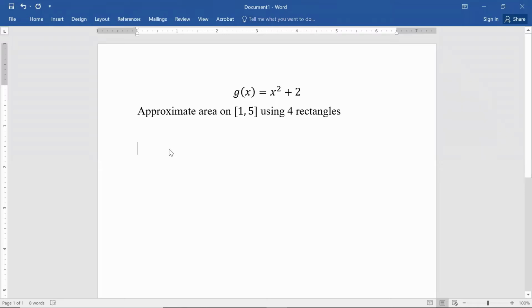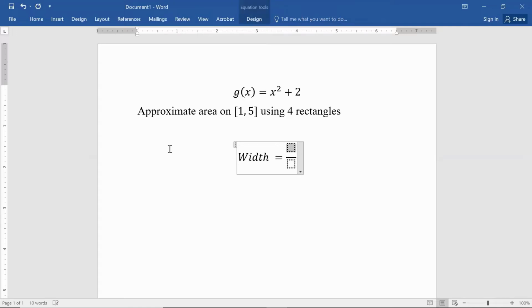Now, because we are on the interval from 1 to 5 and we want to use 4 rectangles, the width of each rectangle is going to be the same. So the width of each rectangle has to be what we get when we take the distance from 5 to 1 and divide by 4. That means the width of each rectangle needs to be 1 unit.